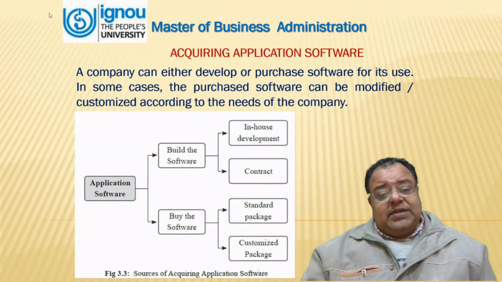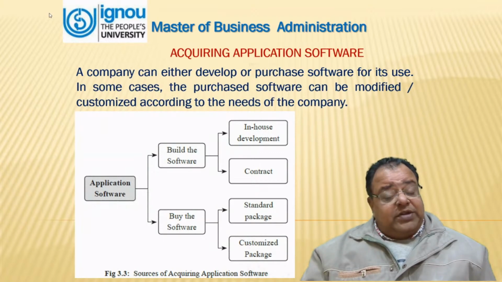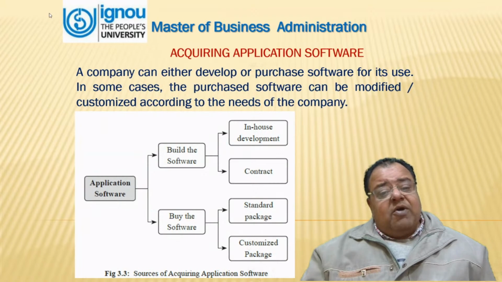Acquiring application software. A company can either develop or purchase software for its use. In some cases, the purchased software can be modified, customized according to the need of the company.